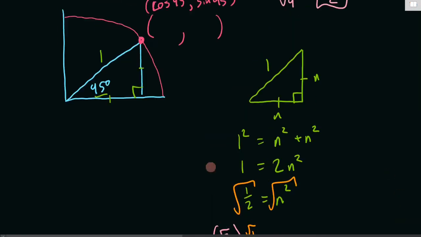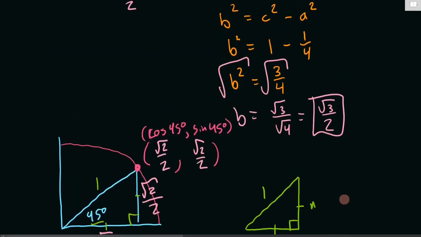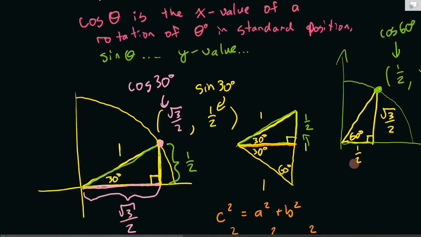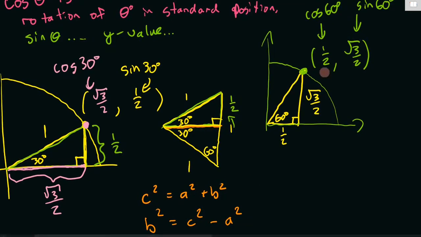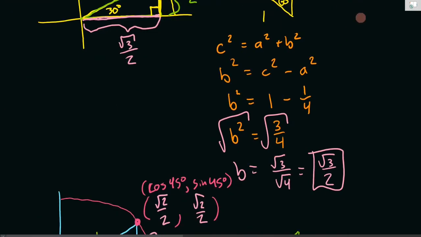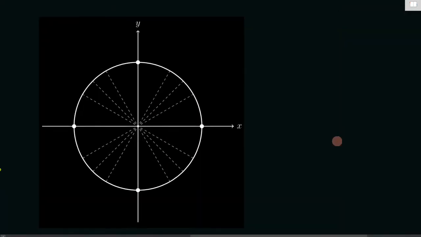So that means that this is root 2 over 2. And this down here is also root 2 over 2 because it's isosceles. Okay, so those are our special values. So our first triangle ended up with halves, root 3 over 2s, halves, root 3 over 2s. And down here, we ended up with root 2 over 2s. Okay, so let's put all that together.